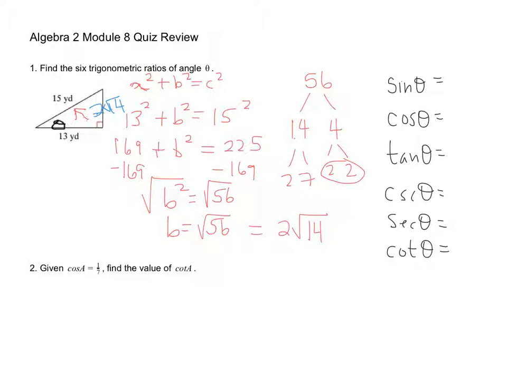So now we just have to figure out what side is which. Well, we know this is the hypotenuse. We said that earlier. This side across from theta, so this one would be the opposite, this 2 radical 14. And this would be the adjacent.